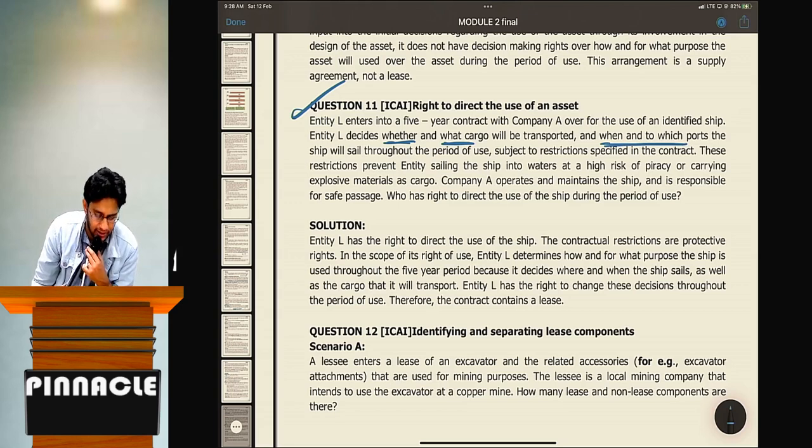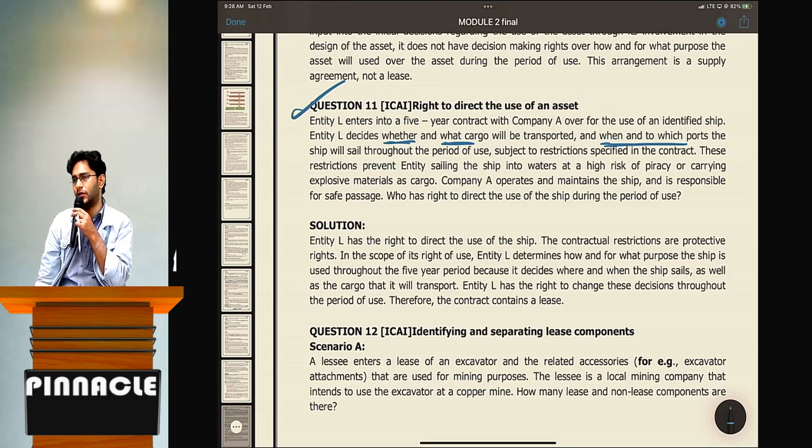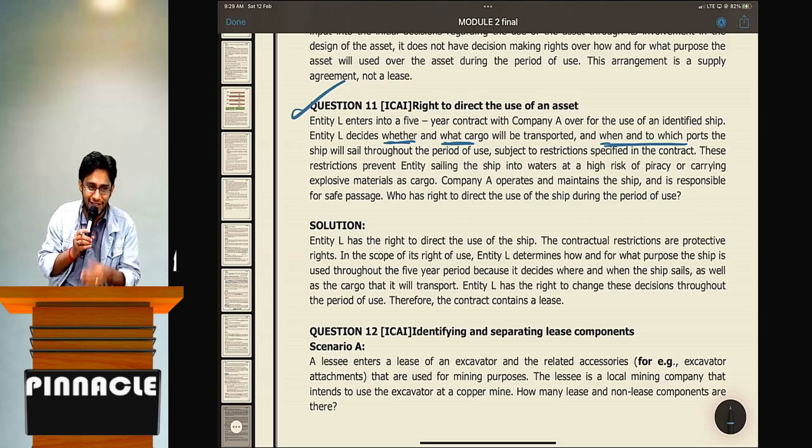The restrictions prevent entity L from sailing the ship into waters at high risk of piracy or carrying explosive materials as cargo. So the owner of the ship is obviously putting a condition: don't carry bombs on this. Why? He is afraid of his ship. He is worried about his ship's safety. He says don't carry explosive materials, and don't go to those parts of the sea where pirates are. The people who come to steal won't steal the cargo, they will steal the ship. So that is his worry. Don't go there.